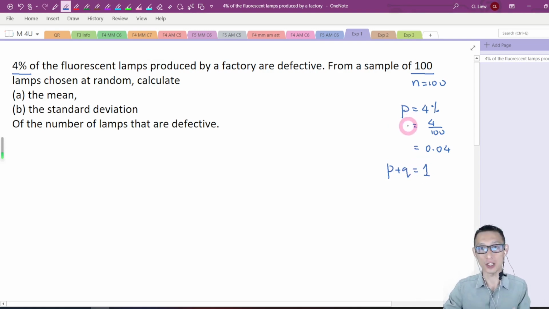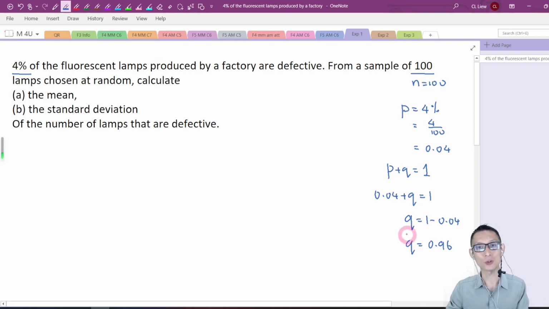Now we have the value of p. Can we find the value of q? Yes. So 0.04 plus q is equal to 1. So q is equal to 1 minus 0.04. From here we know that q is equal to 0.96. Now we have n, p, and q, so it should be no problem to get the mean and the standard deviation.